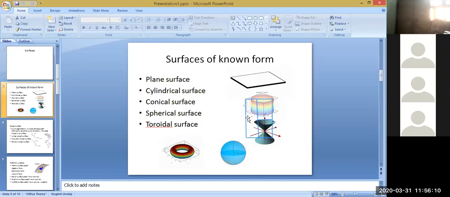So next class we will see the details of the special free form surfaces.